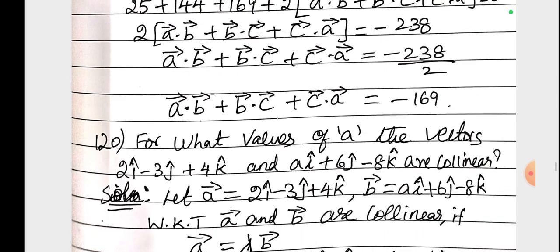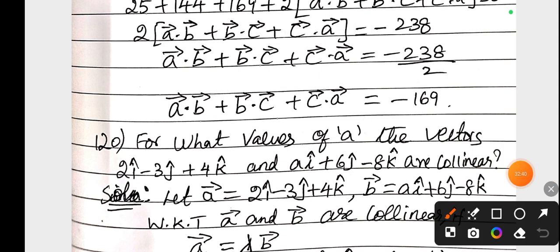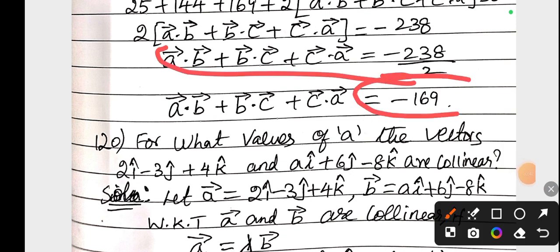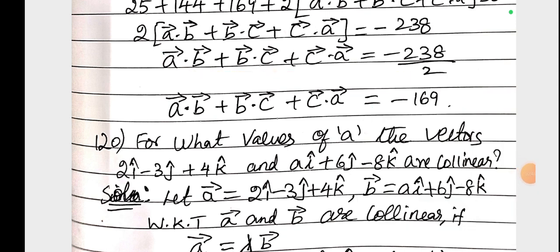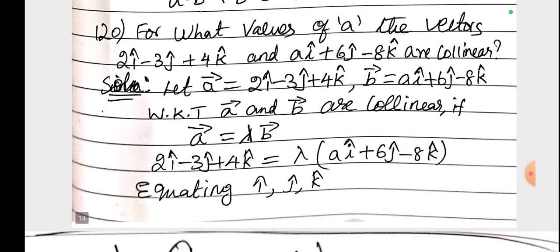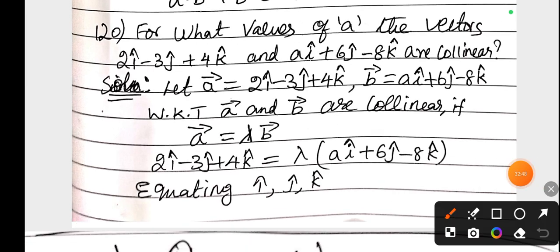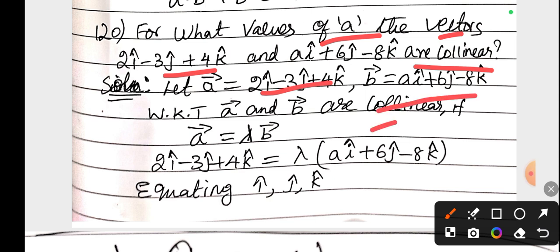Then multiplication comes this side. If this multiplication 2 comes in a division, we got the answer as minus 169. Then for what values of a are both the vectors collinear, they are asking, children. So one vector I will write as a vector, another vector as b vector, both are collinear. So a vector equals lambda b vector.